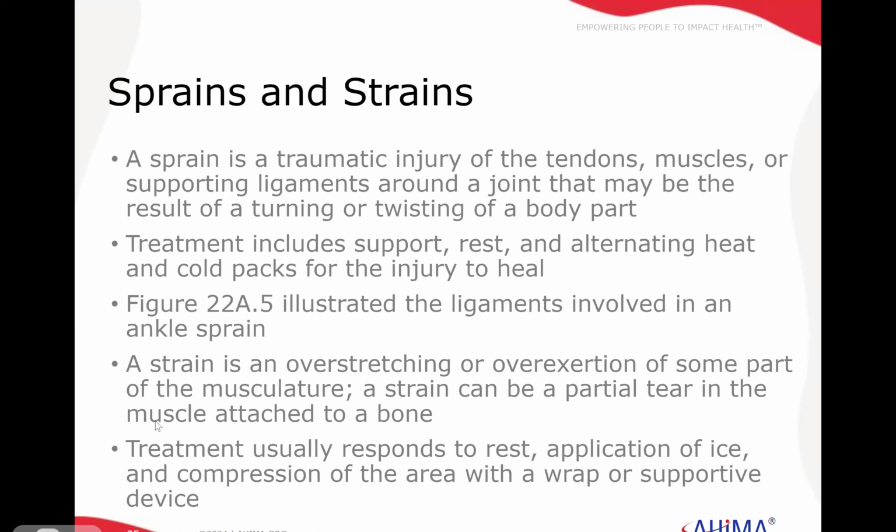Sprains and strains. A sprain is a traumatic injury of the tendon, muscle, or supporting ligaments around the joint. A strain, on the other hand, is an overstretching or an overexertion of some part of the musculature. A strain can either be a partial tear in the muscle attached to the bone, or this type of strain where you talk about a pull or something of that nature.